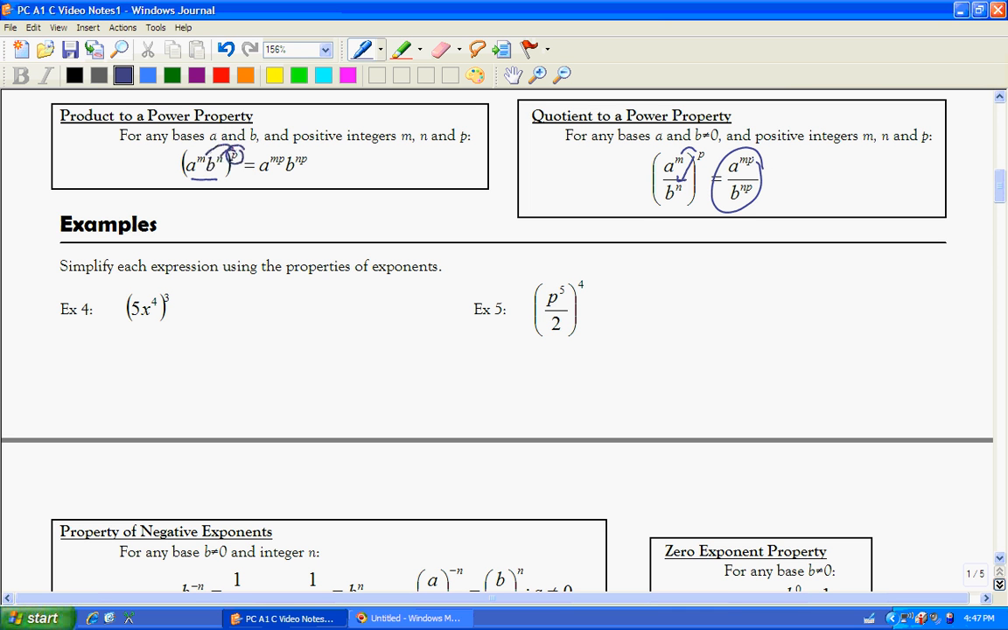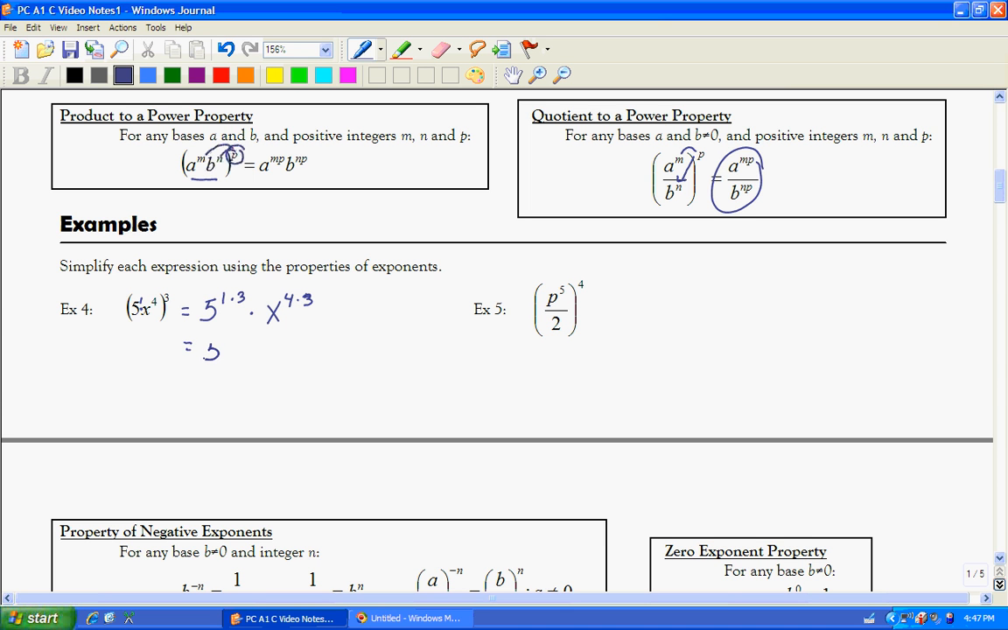Okay, so let's apply that. Here we have a product. We have 5 times x to the 4th. Well, 5 has an exponent of 1, so if we apply our rule here, this is going to be 5 to the 1st power times 3, because we're raising that to the power of 3, and that's going to be multiplied by x to the 4 times 3.